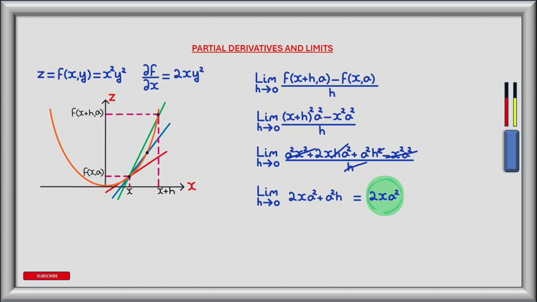So the limit as h tends to 0 of 2xa² plus a² multiplied by h equals 2xa². And this represents the partial derivative of the function f with respect to x at a fixed point y equals a, which is the gradient of the tangent to the surface in the x direction when y is held constant at y equals a.